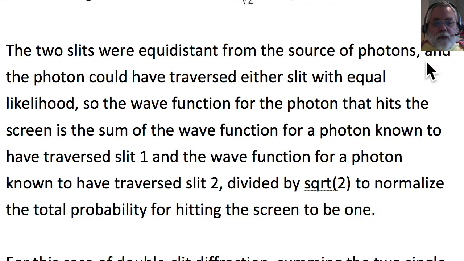The 2 slits were equidistant from the source of the photons, and each photon could have traversed either slit with equal likelihood. So the wave function for the photon that hits the screen is the sum of the wave function for a photon known to have traversed slit 1 and the wave function for a photon known to have traversed slit 2, which we worked out earlier, divided by square root of 2 to normalize the total probability for hitting the screen to be 1.